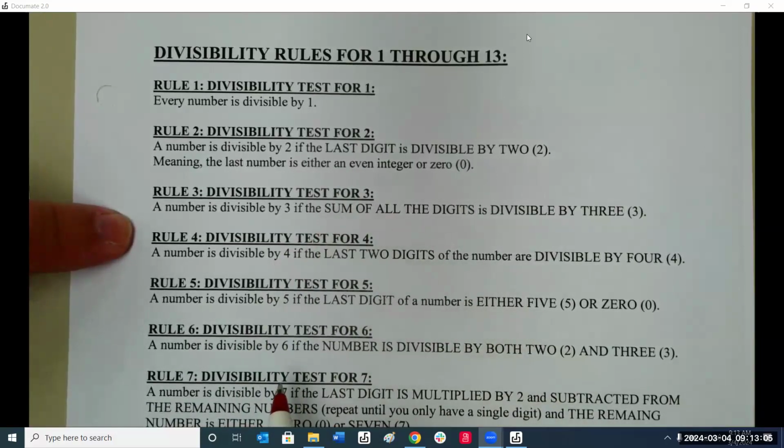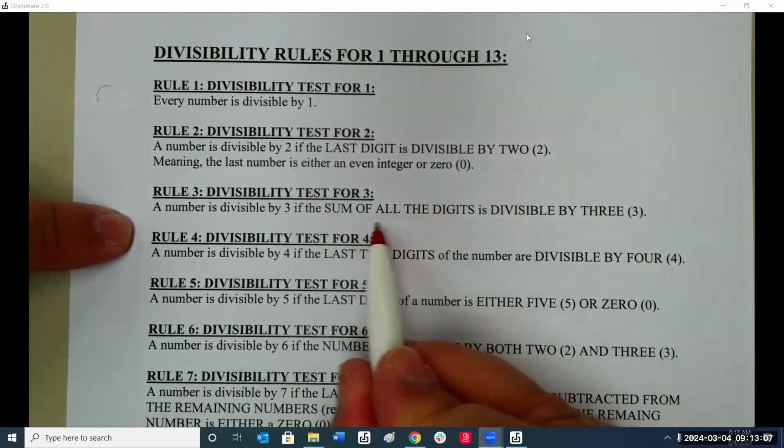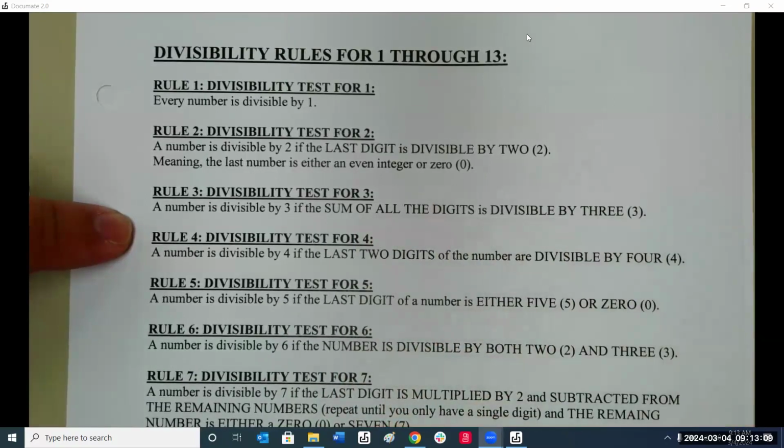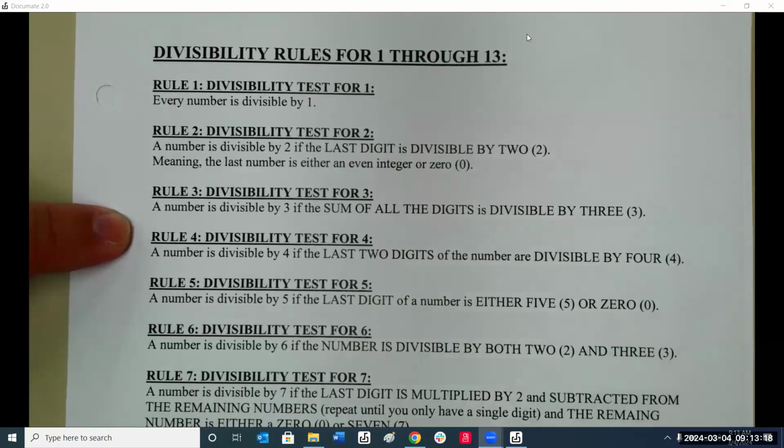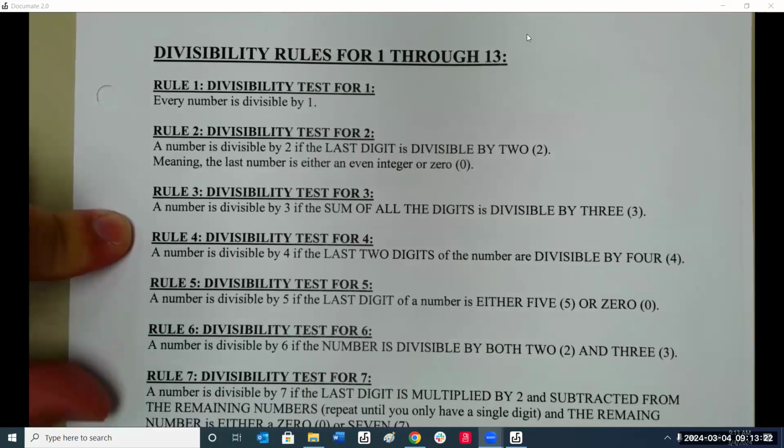Divisible by 3, if the sum of all the digits is divisible by 3. Likewise, like we just figured out in the last example, it's the same way we do 9 as well. If we add up all the digits, is the sum divisible by 9?